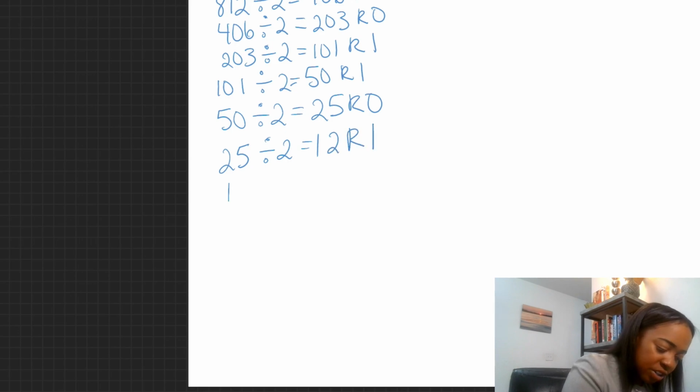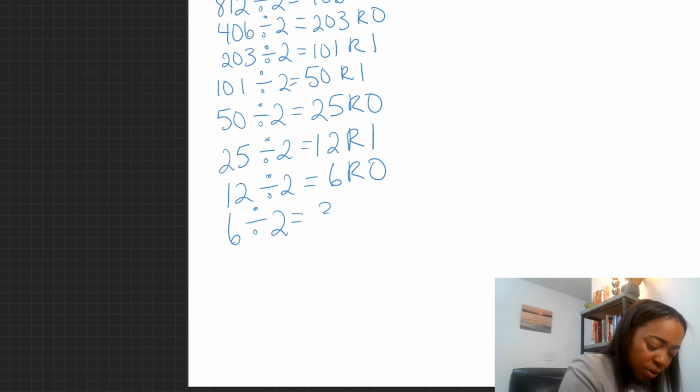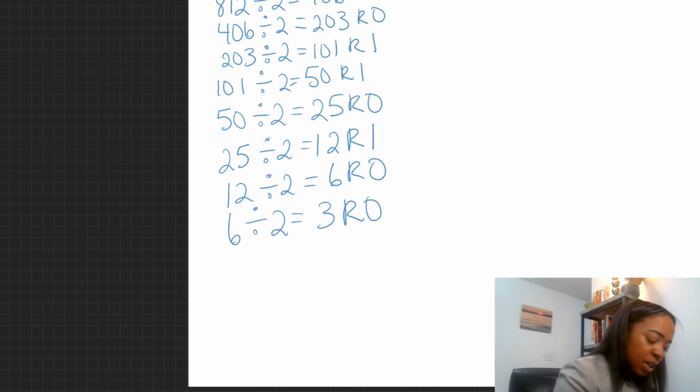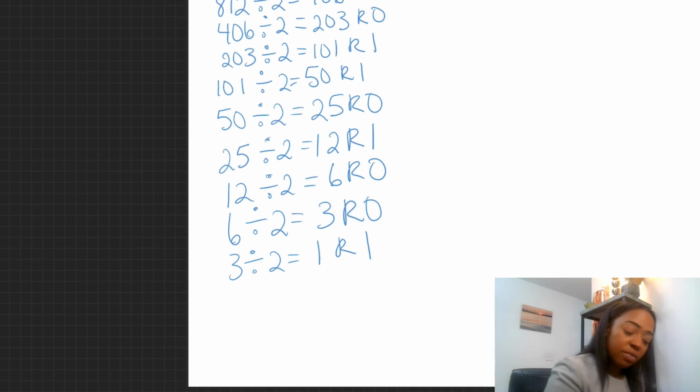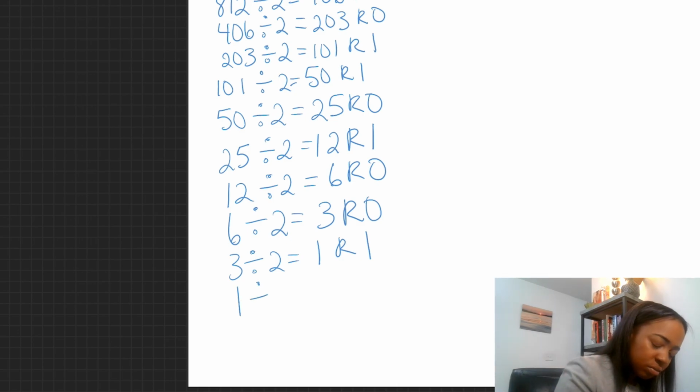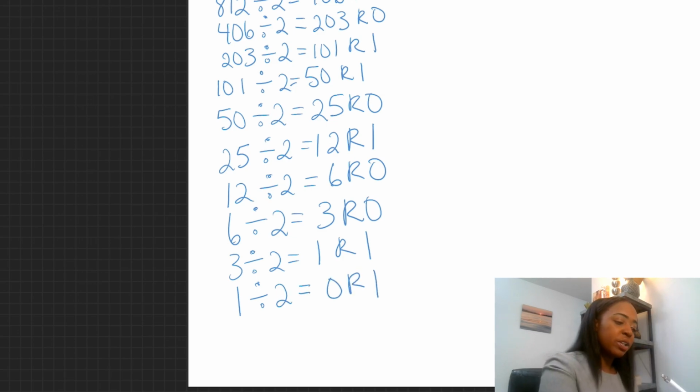So 12 divided by 2 equals 6, remainder 0. And then 6 divided by 2 equals 3, remainder 0. Then 3 divided by 2 equals 1, remainder 1. And then 1 divided by 2 equals 0, remainder 1.